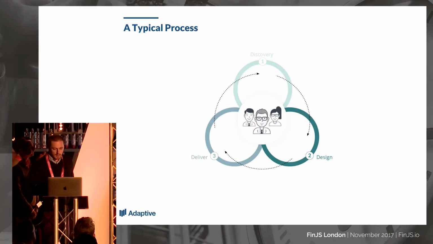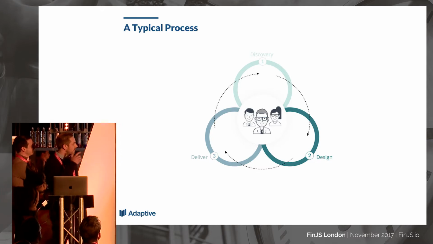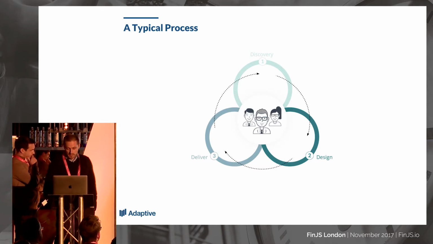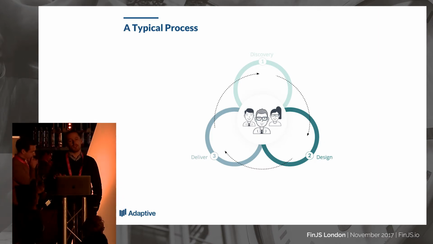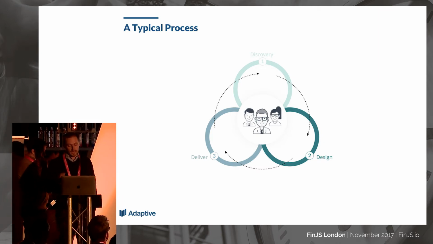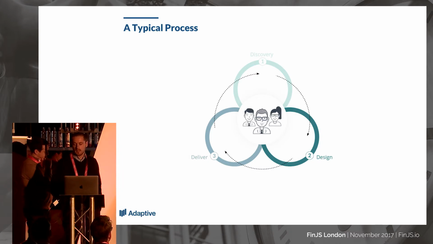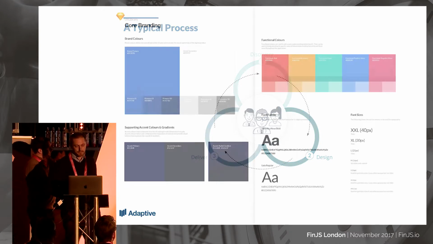Okay, so this is a typical UX process where you've got discovery, design, and delivery. The bit, as Dave said, we're going to focus on is the design bit in the bottom right-hand corner and how we set up and structure this so it's flexible, it's scalable, and it helps feed this sort of delivery beast in the bottom left-hand corner.